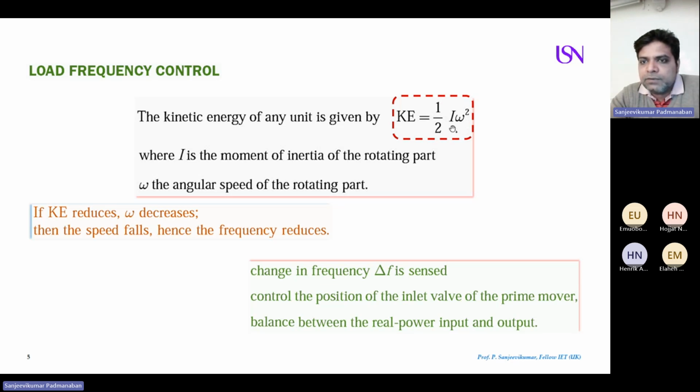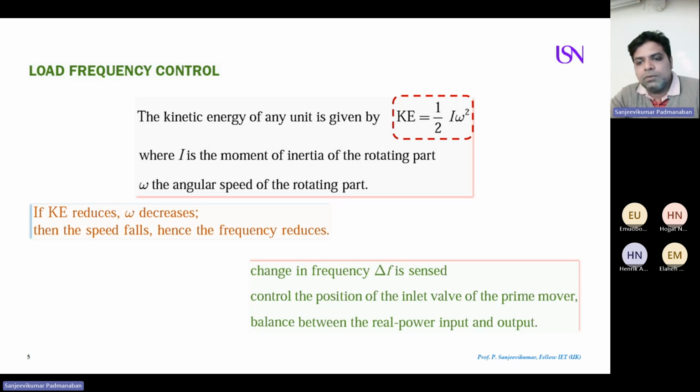So omega is the angular frequency, omega equal to 2 pi f. So your kinetic energy is directly proportional to the square of your frequency. A small deviation in the frequency can cause a large variation in your total kinetic energy. So in order to go for the analysis, we keep delta F as a small change in the frequency, a large change in the frequency sensed by your sensors which are available in the power system.